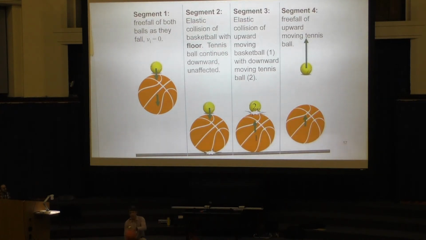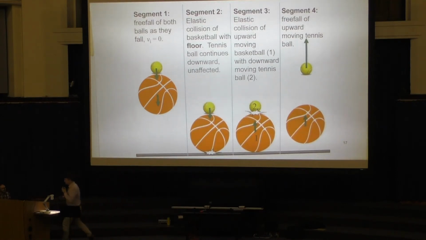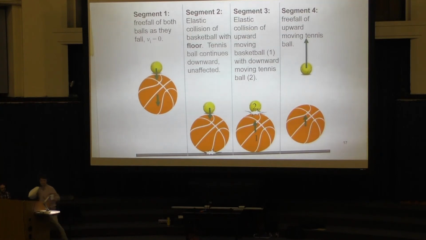Segment 3 is that then you have an elastic collision between an upward moving basketball and a downward moving tennis ball. And then segment 4 is what happens afterwards, and maybe how high does the tennis ball go before it hits these students in the front row. Okay? Let's do it.